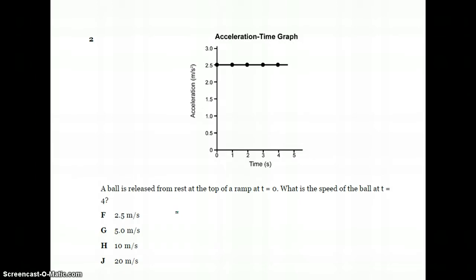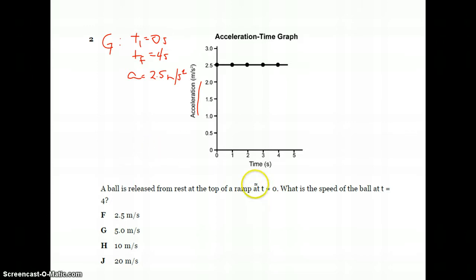Next question. A ball is released from rest at the top of a ramp at t equals 0. What is the speed of the ball at t equals 4? So if we want to use our GUESS method, we can give our variables, our givens. So we've got initial time equals 0. Our final time equals 4. And then what else do they give us? If we look at our graph, we have the acceleration. And acceleration here is constant at 2.5 meters per second squared. And that should be seconds and seconds.